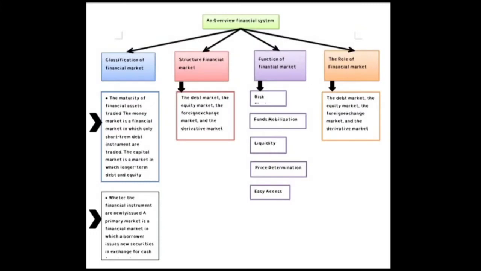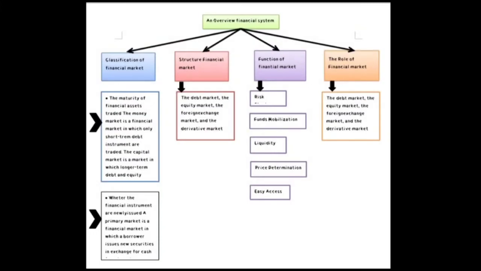Now I will give you an explanation about monetary economics. At least that is the mind mapping of monetary economics. And there are two topics. Let's begin with the first topic. Okay, I will present an overview of the financial system.